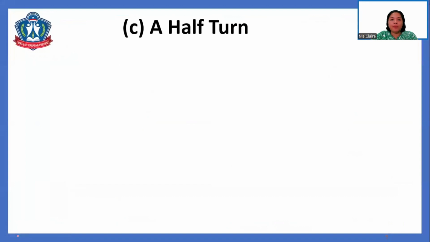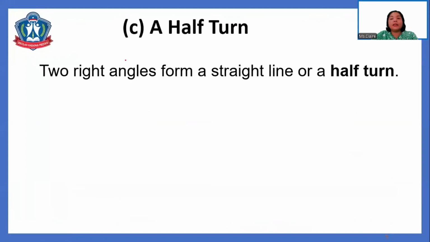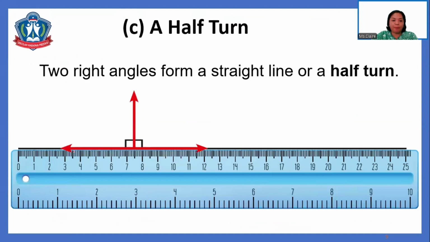Okay, let's continue. A half turn. Do you know a half turn? If you have two right angles, children, you can form a straight line or a half turn. Look at this ruler. You have here a straight line, right? If you cut a straight line in the middle, you can make one right angle and another right angle. So if you put two right angles together, it can make a half turn or a straight line.